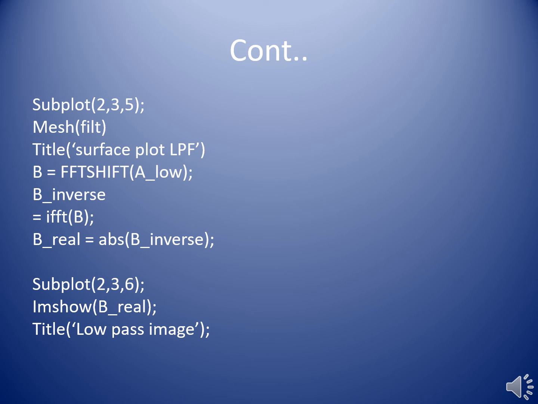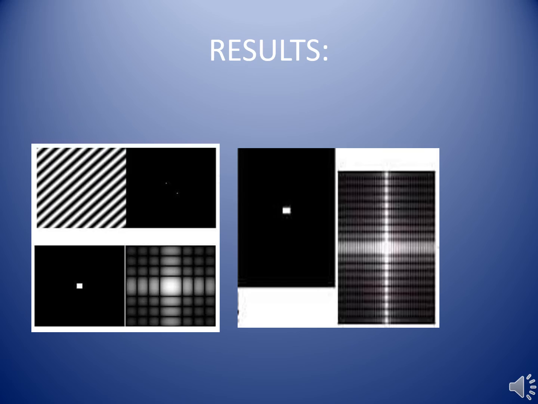Now let's see how it looks on a surface plot also, so we can use mesh for showing the surface plot. Now we have shifted our image initially, so again we will be shifting the origin of the filter, and after shifting we will be taking the inverse Fourier transform to return back to the spatial domain. And we will be subplotting the filtered image in the last portion of the subplots. And these are the results for the MATLAB code implementation.